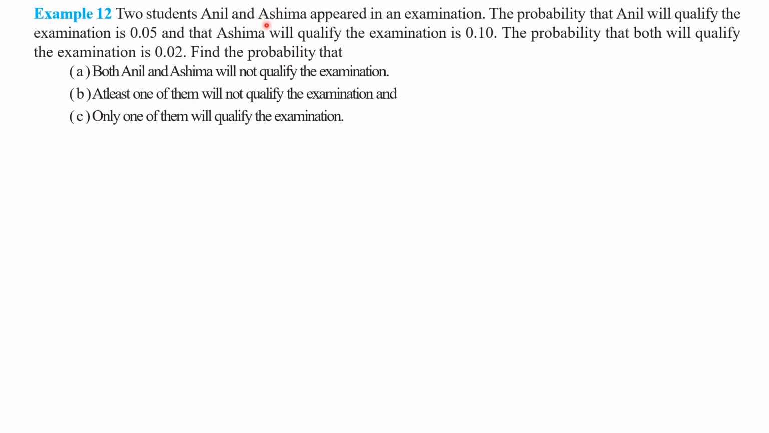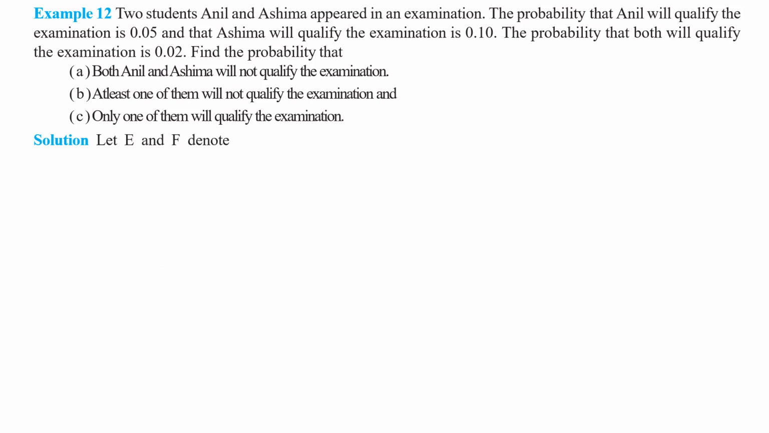What is given? Anil and Ashima are attending an examination, and the probability of Anil qualifying is 0.05 and the probability of Ashima qualifying is 0.10. Both will qualify, that is intersection. As I mentioned, both means intersection is given. Okay, my children, these are the given data.